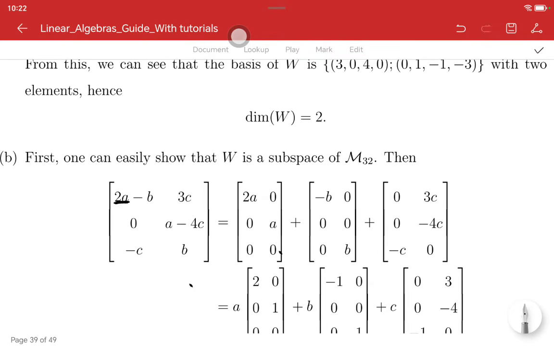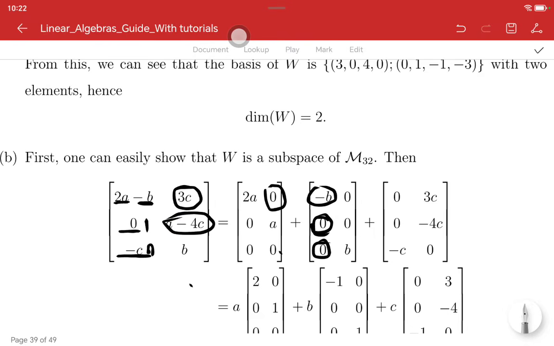Then the first one has A, doesn't have A, it's 0, doesn't have A, it's 0. Then we check, is there B? There's a minus B. There's no B here, so it will be 0. We have minus B, we have no 0. Then here we have no B, also it's a 0. Then we check here, we do not have a 0. We have an A here for this one.